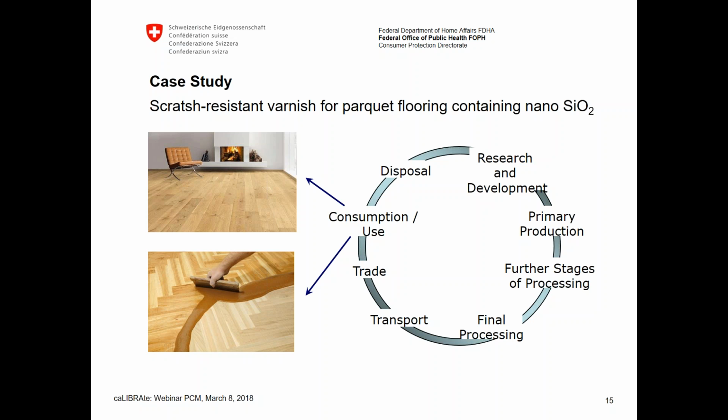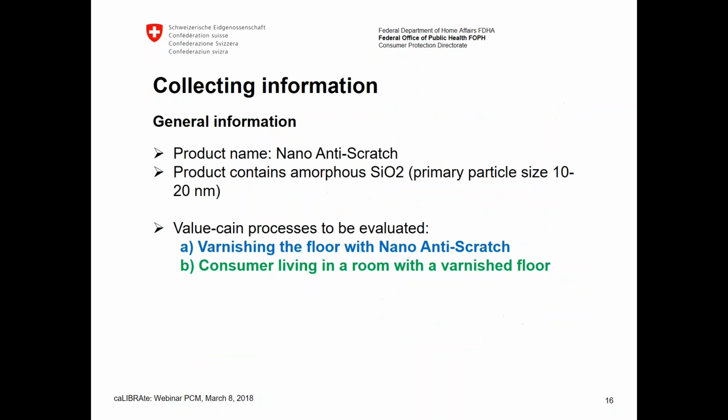Hello, everybody. As Christoph already said, I will show you the case study, which shows a fictive product, which will be the crash-resistant varnish for parquet flooring containing nano silicium dioxide, and we used for the precautionary matrix, out of the value chain, the consumption and use for this product.